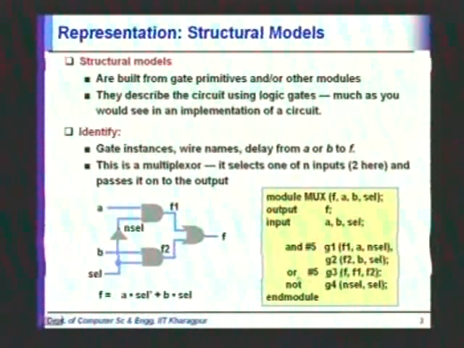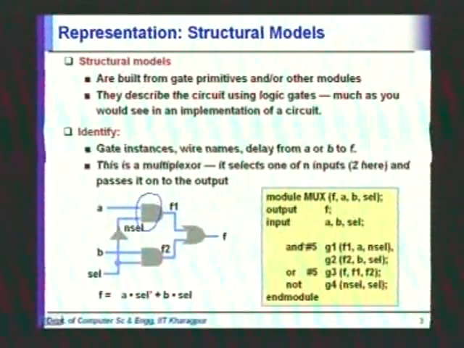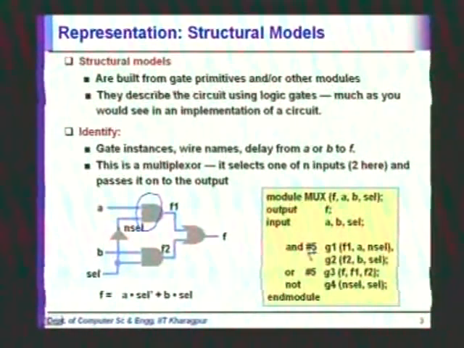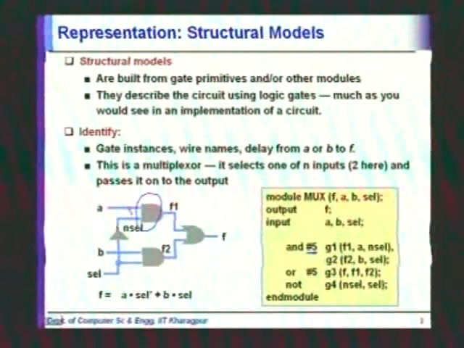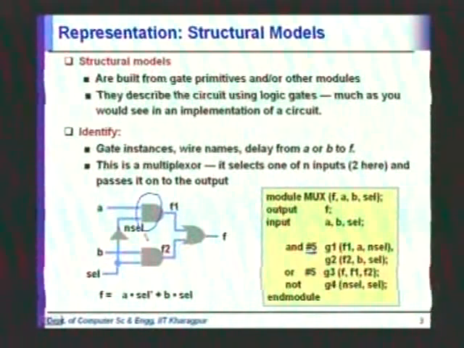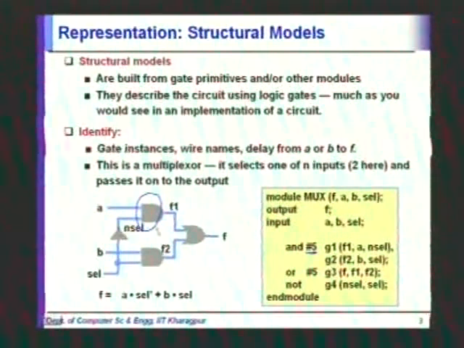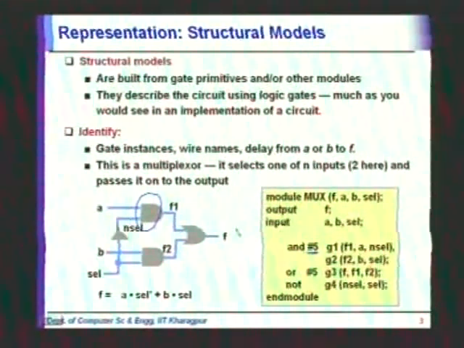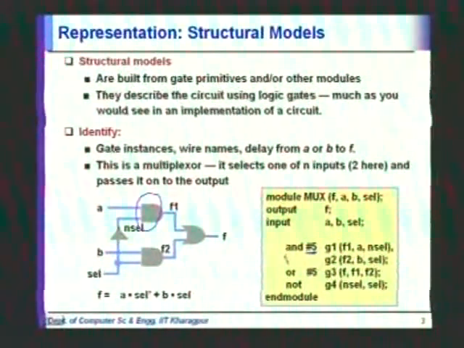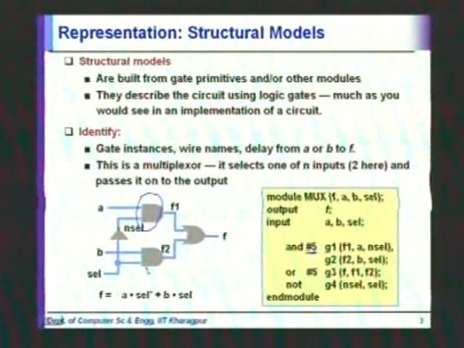So let's say when we take this gate, for this one, it's an AND gate. This is the transport delay of the gate, the delay that it takes for the input to propagate to the output. So 5 units of delay, G1, F1, A, NACL. So F1 is the output, A and NACL are the inputs, and the type of the gate is AND. G2 is also an AND gate, which is this one.